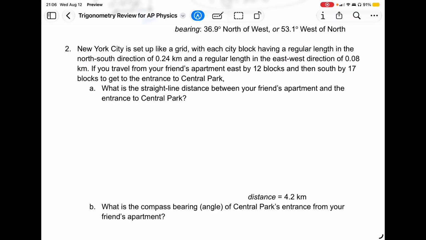Question 2 for part 2. Let's take a look at New York City. So New York City is set up like a grid, with each city block having a regular length. Regular meaning the same length each and every time. So a city block looks something like this.